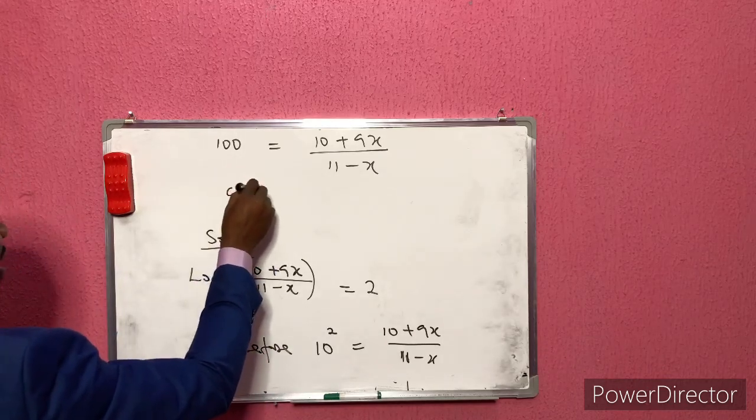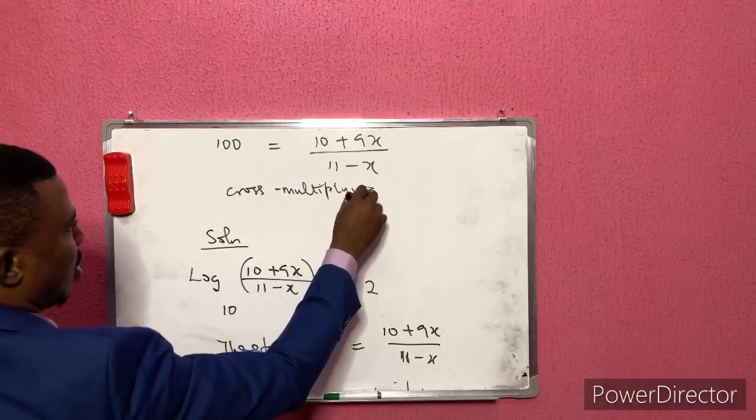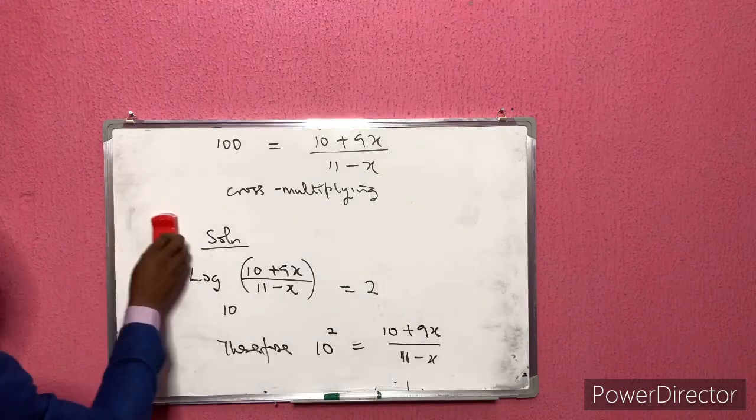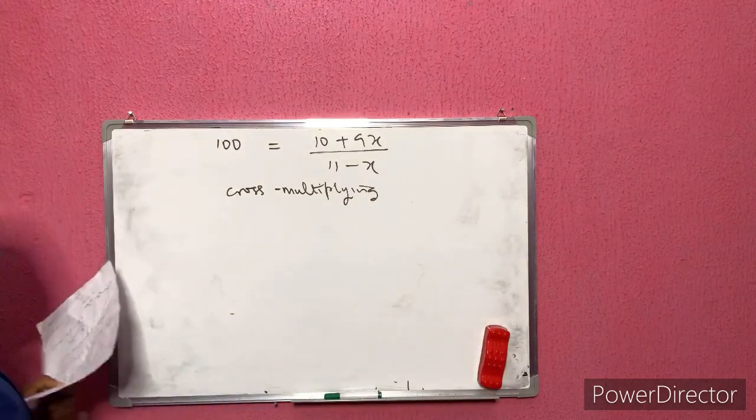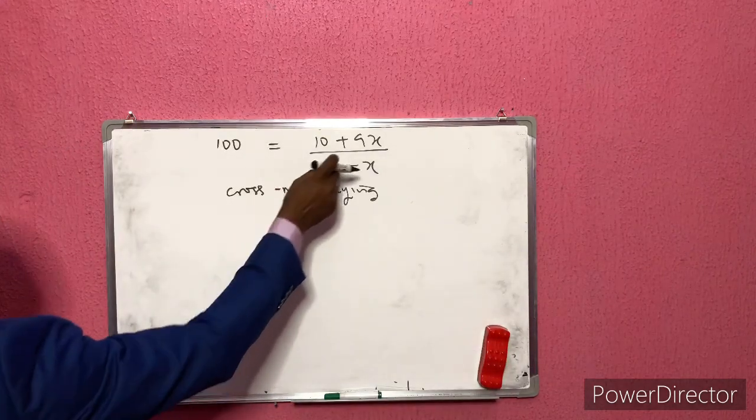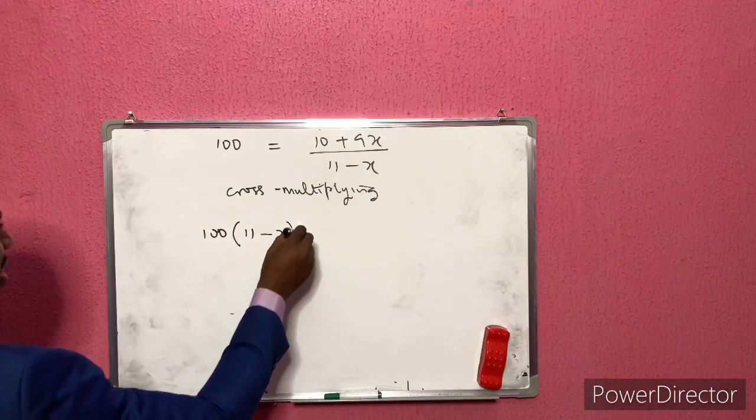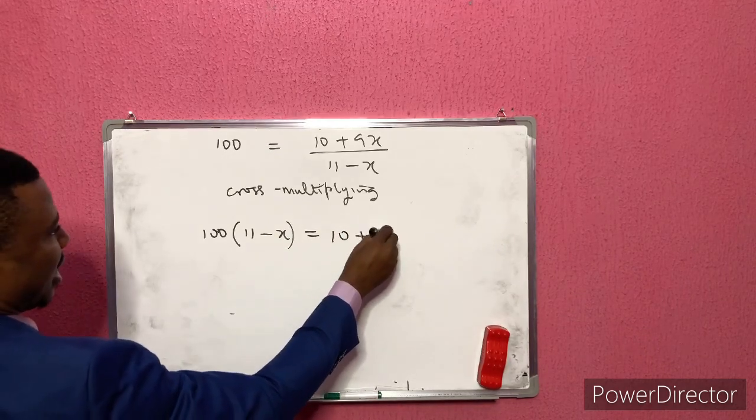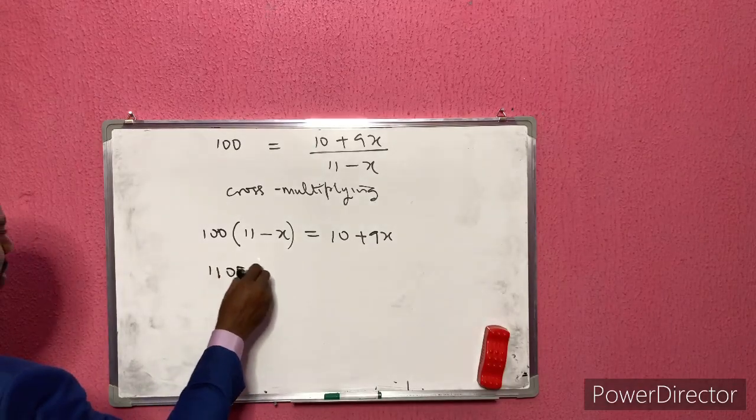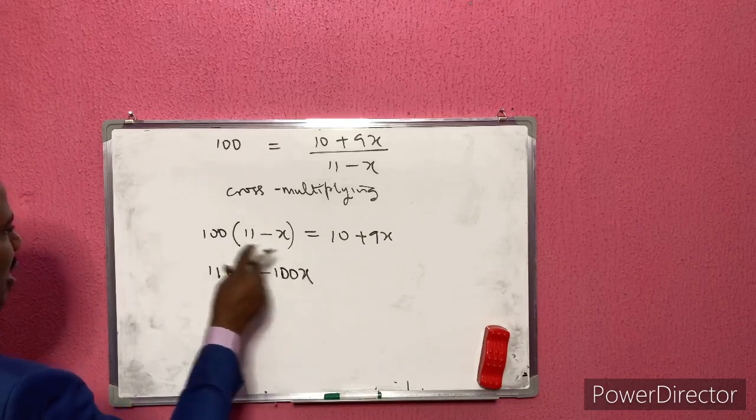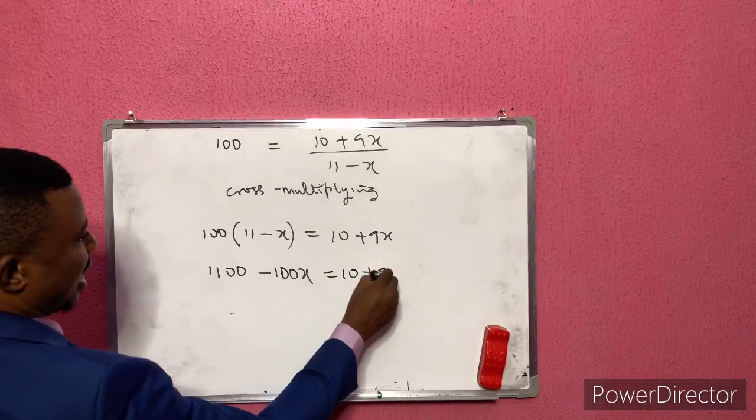We cross multiply. We have this times this. 100 bracket 11 minus x equals 10 plus 9x. Open bracket, 1100 minus 100x. 100 times 11 is this. 100 times x is this. Equals 10 plus 9x.